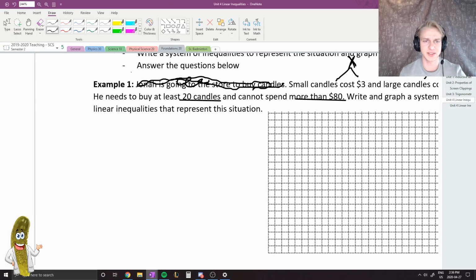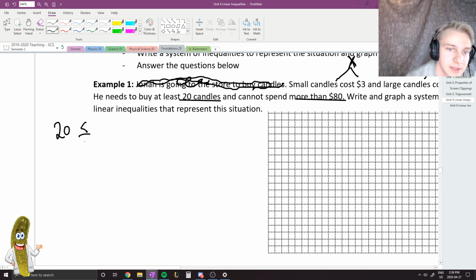The other thing that I would know is my 2 little underlined pieces of information here. One of which says I need at least 20 candles, which means that I can buy more candles, and that's okay.